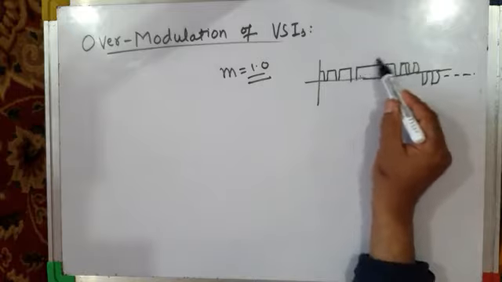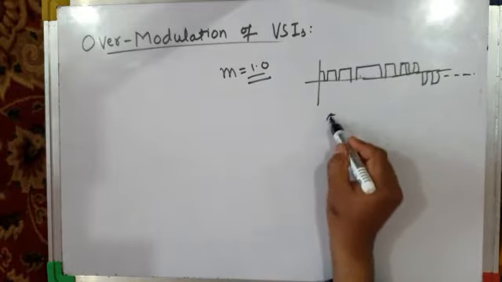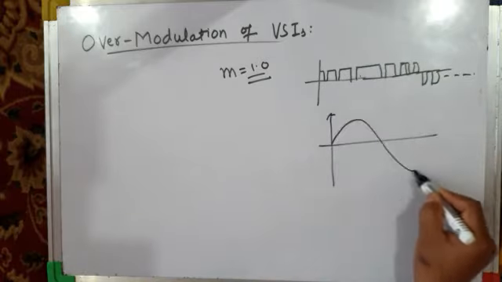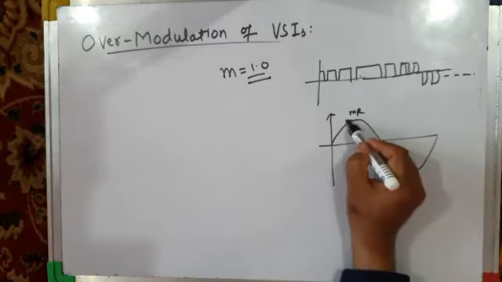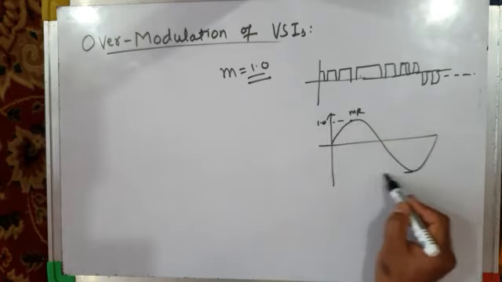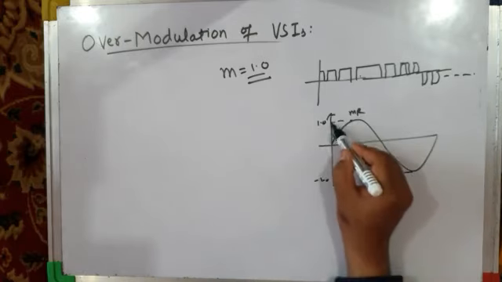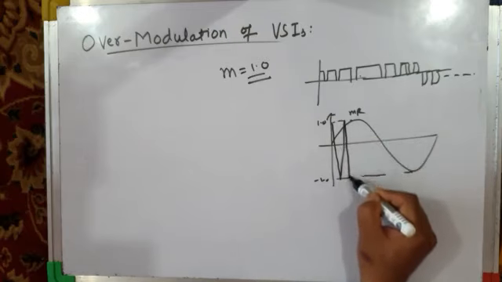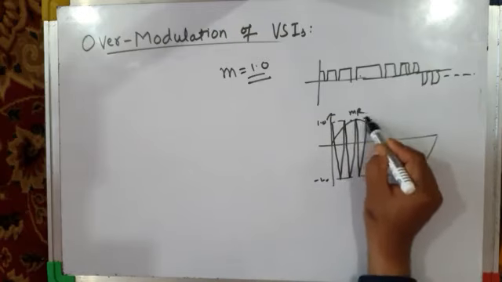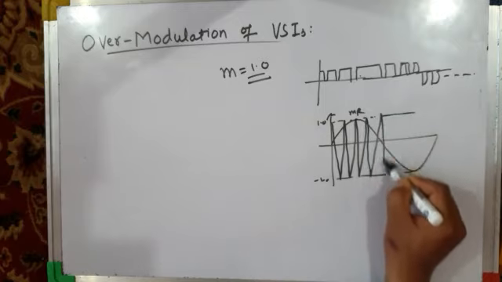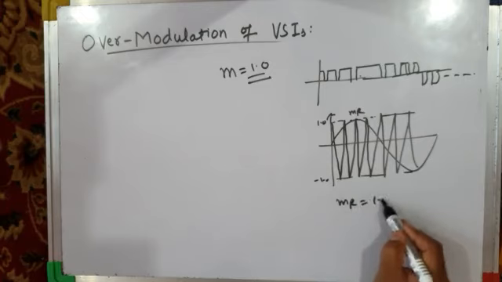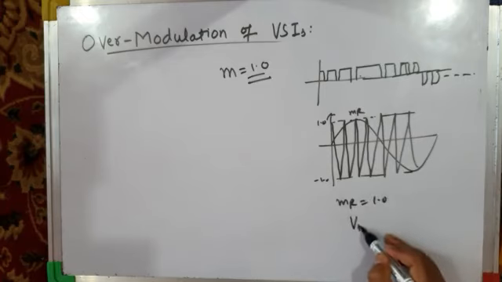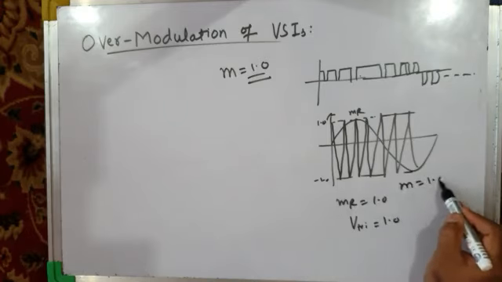So modulation index 1 means, for example, if this is your modulating wave, say MR, and this is your carrier wave, you make the amplitude of the modulating wave equal to that of the carrier wave. That is, MR is equal to 1, which is the same as the amplitude of the triangular carrier wave, which is also 1. Then at that time we say modulation index is 1.0.